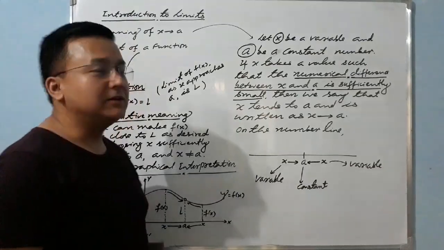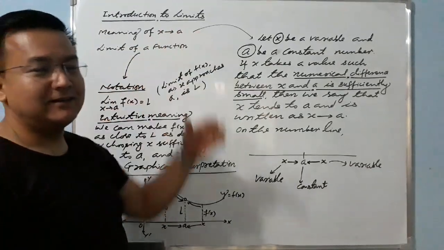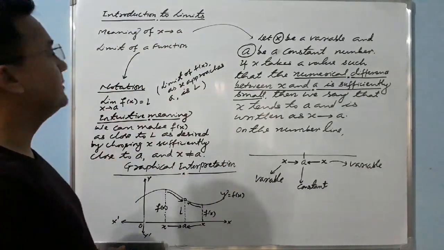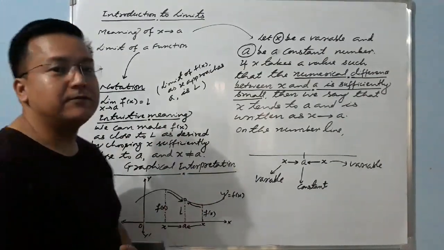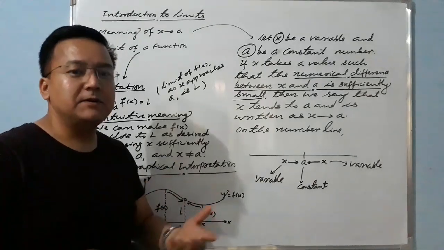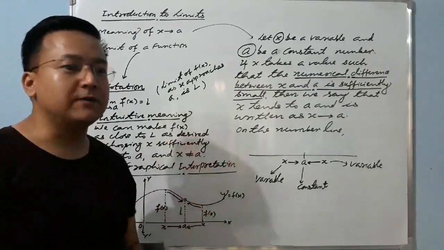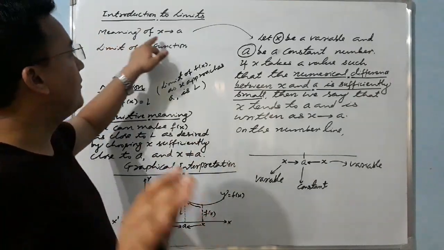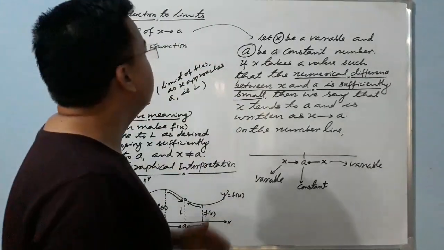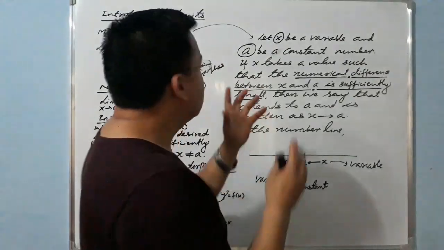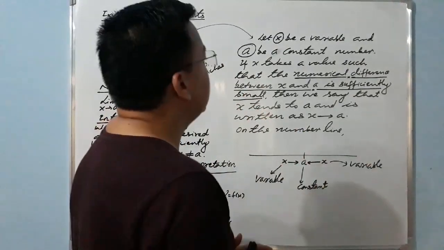Okay, today I have taken the topic introduction to limits, and in introduction to limits we will study the meaning of x tends to a, then the limit of a function, and we will try to find the limit of algebraic functions. Let's see the meaning of x tends to a. Let me tell you what the meaning of x tends to a is. Firstly, what is x here and what is a here.